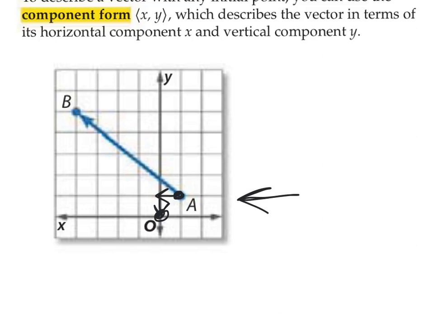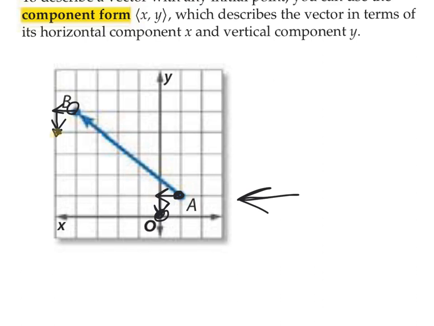I need to do that to every single point on the vector, including this final point here, the B. It needs to move to the left by 1, and it needs to move down by 1. So the final point of the vector is going to be right here. Let me highlight that. This is going to be the final point of the vector right here.